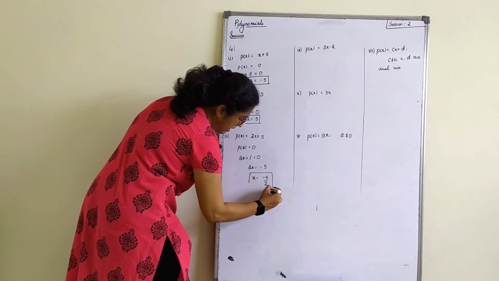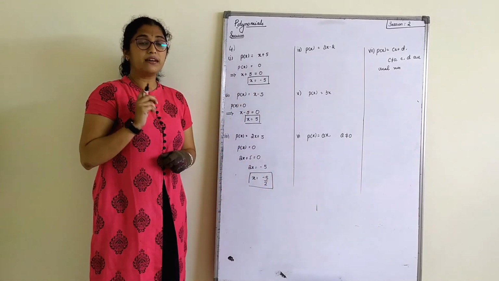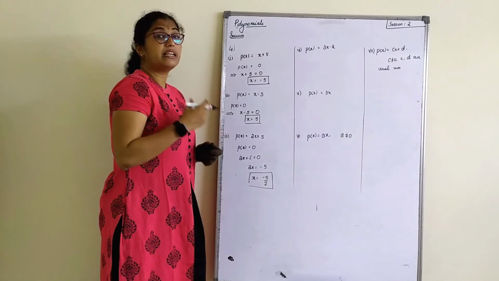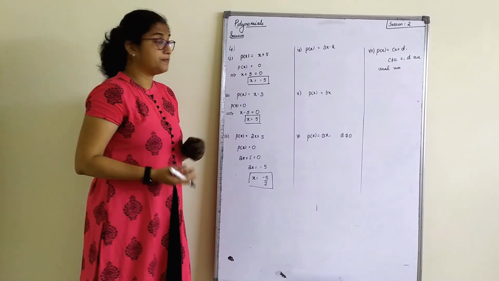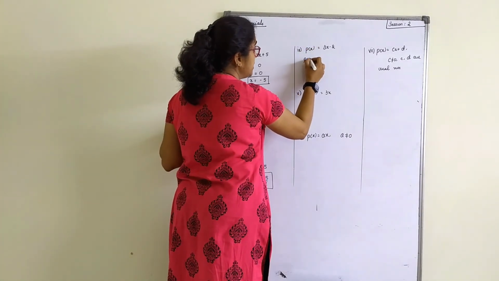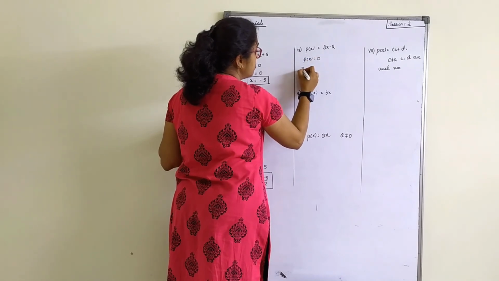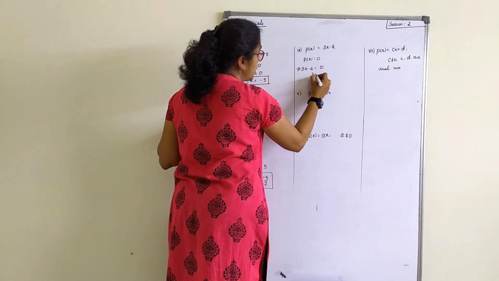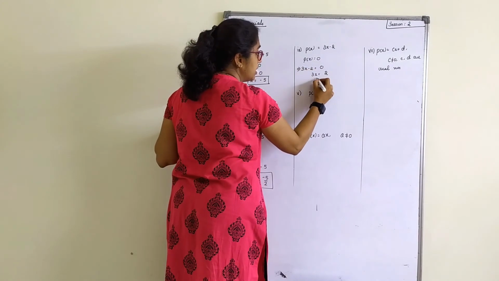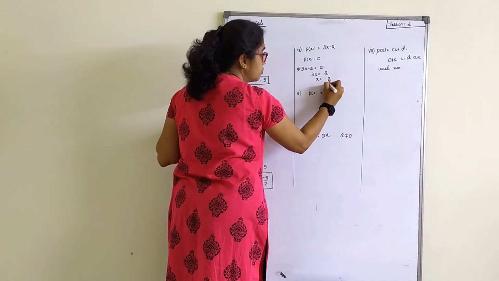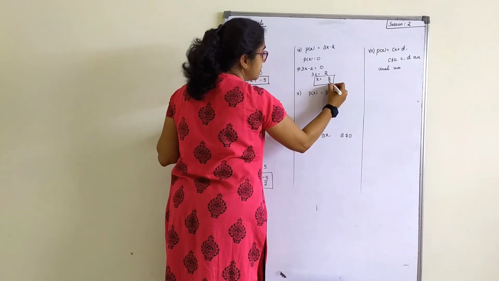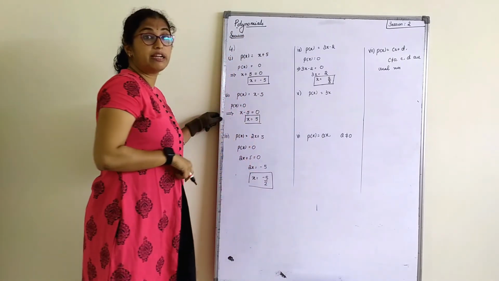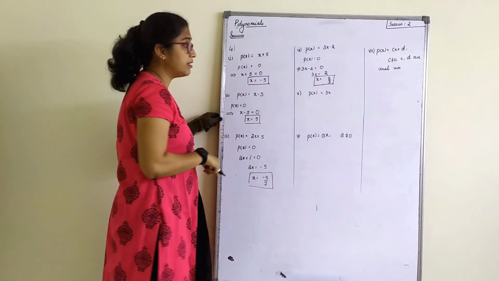Did you see that I am highlighting the final answer? Make a habit of highlighting the final answer from now itself. It will be easy for the evaluator to check your paper. So the next one, p of x is equal to 0. So this implies 3x minus 2 equal to 0. 3x is equal to plus 2. x is equal to 2 by 3, right? The numbers you write should be clearly visible. No overwriting on the numbers.